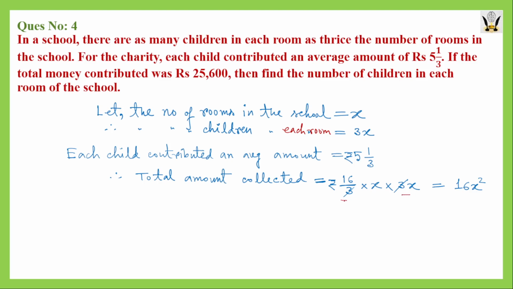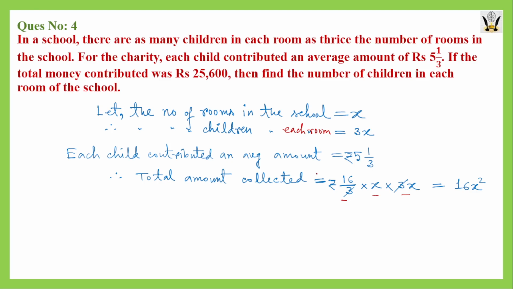And we have x number of rooms in that school. So the total amount collected will be 16 by 3 multiplied by 3x. This is from one room, and the total number of rooms is x. So when we multiply by another x, that will be the total amount collected from that school, and that is 16x square after simplification.